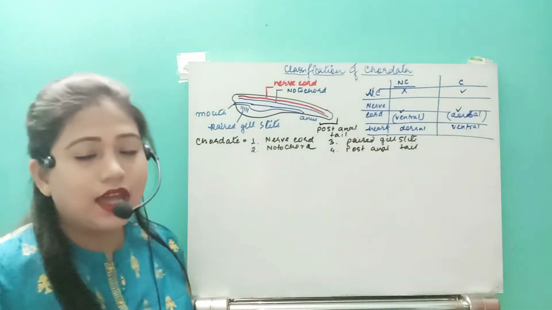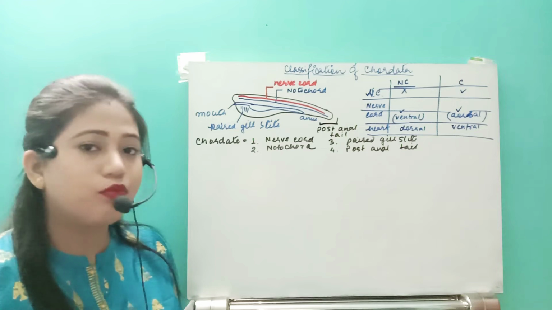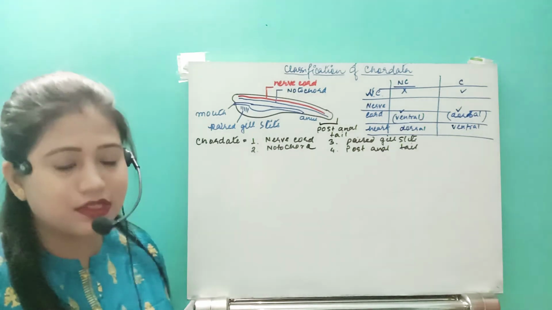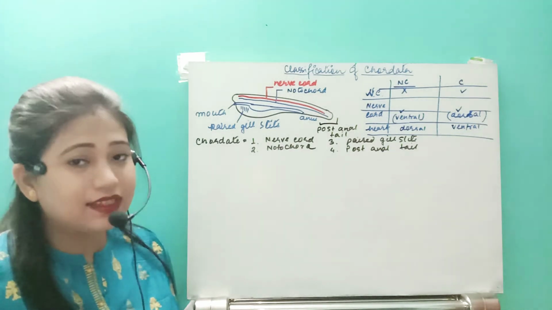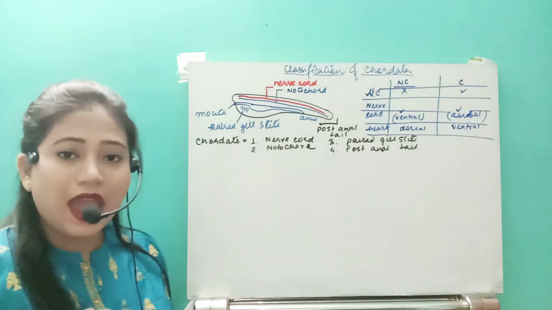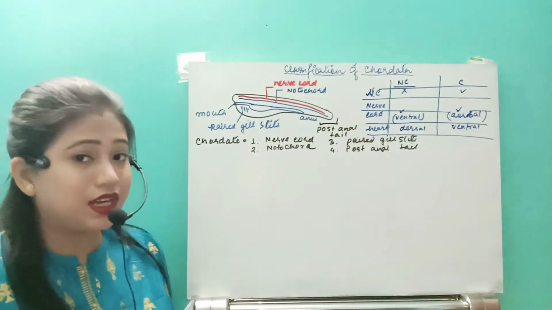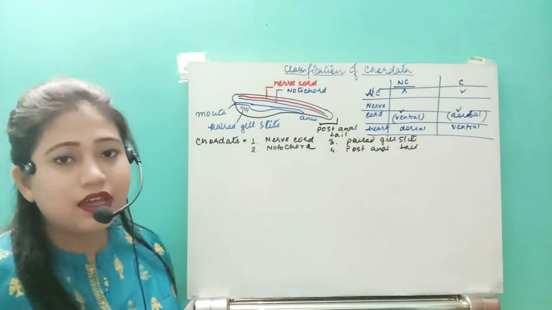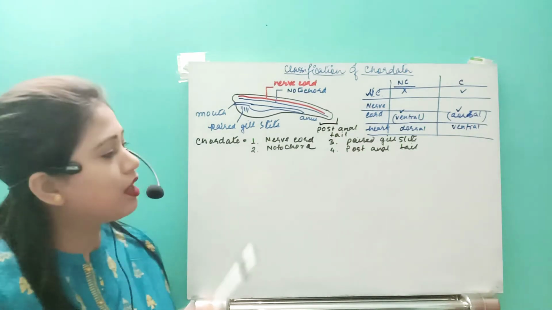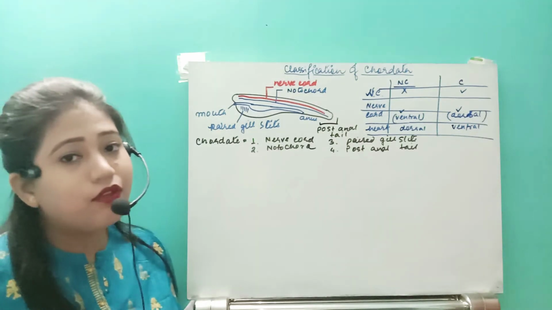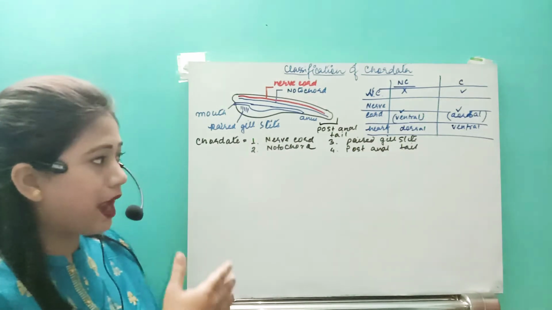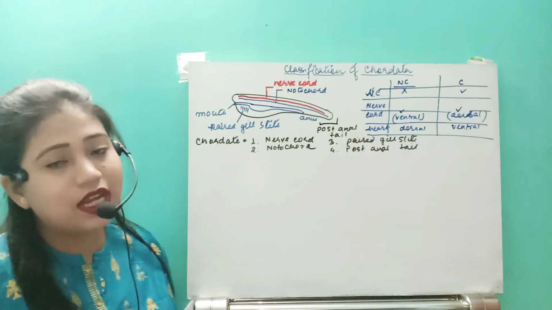Now you might think that we are chordates but we don't have the post-anal tail. Yes, we are chordates but we don't have the paired gill slits, okay? So what is that? These 4 characteristics will be present in every chordate at least in one period of their life. That means in the whole life cycle, at least in some period of their lifetime, these 4 characteristics will be present. If you see in the case of human, yes, we also had the paired gill slits and the post-anal tail in the embryonic state.